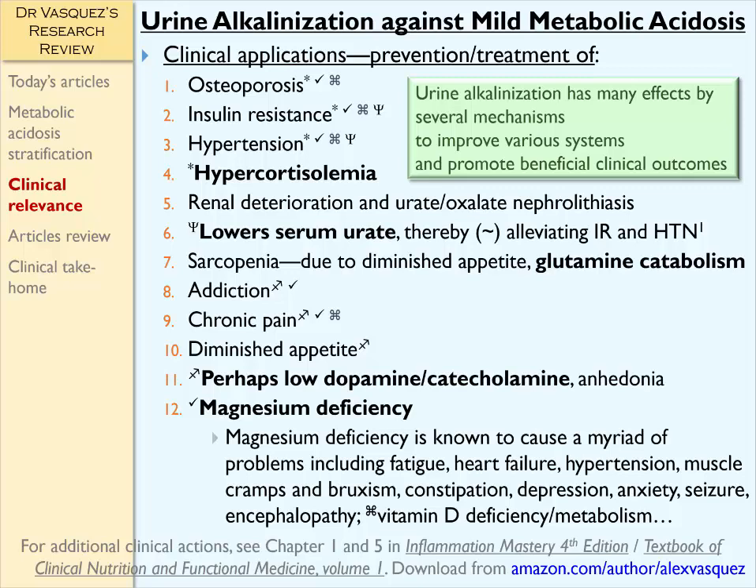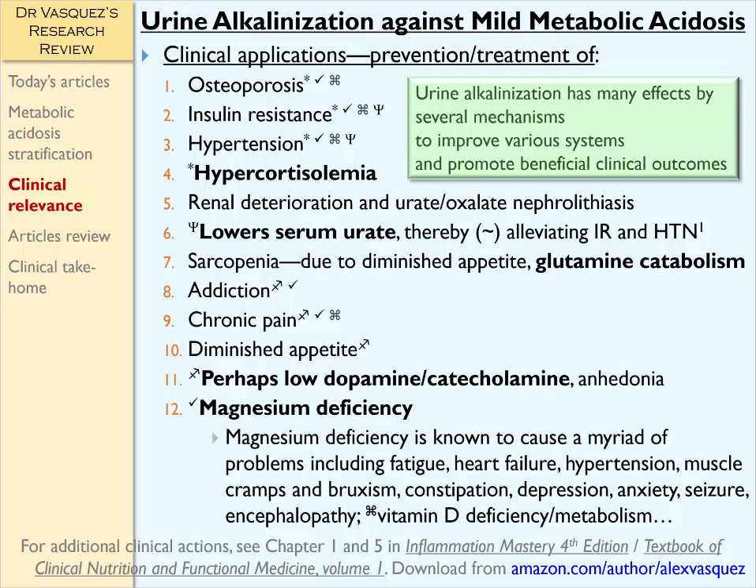Urine alkalinization also helps to alleviate or prevent sarcopenia due to diminished appetite and increased glutamine catabolism. Urine alkalinization also shows benefit in the treatment of addiction, chronic pain, diminished appetite, and those benefits might be due to low dopamine catecholamine levels as well as low endorphin levels. So one study in particular showed that urinary alkalinization or the supplementation with alkali helped to increase endorphin levels. That, of course, helps people to feel better, have less addictive tendencies, and reduced pain.